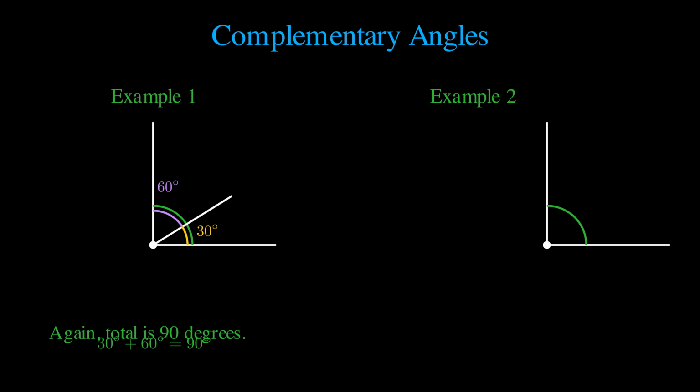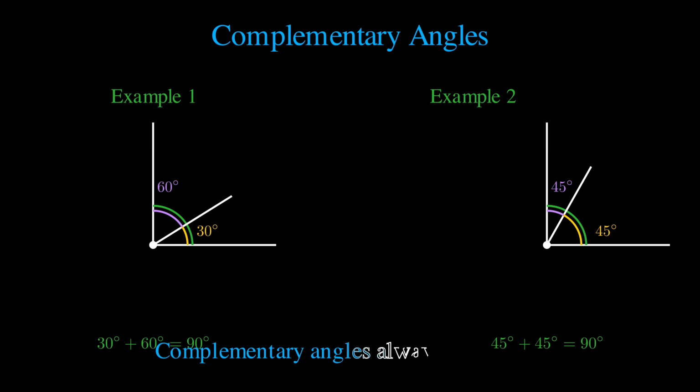Now let's look at another example. Again, we start with a right angle, which measures 90 degrees. And again, we split it into two smaller angles. This time, both smaller angles measure 45 degrees. So when we add them, 45 plus 45 equals 90 degrees. Since these two angles also add up to 90 degrees, they are also complementary angles.